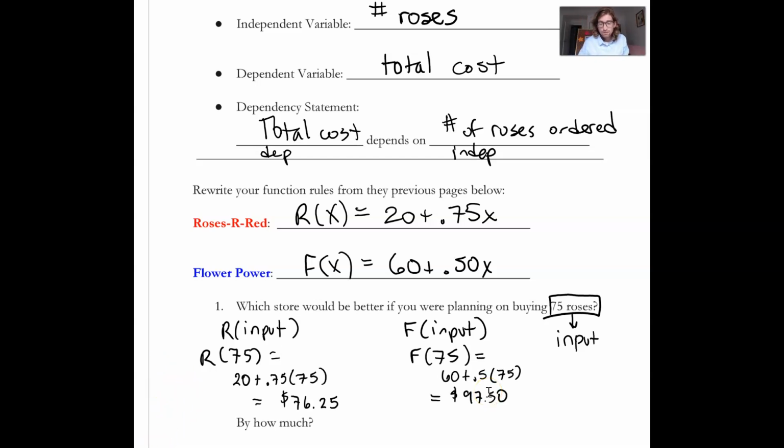Welcome back. So when we input 75 into R, the function R for Roses Are Red, we do 20 plus 0.75 times 75. I used my calculator and got $76.25. For Flower Power, we're still going to put in 75. So we replace x with 75, and we get 60 plus 0.5 times 75. When I plug that into my calculator, I got $97.50. So I'm hoping from this, you would say which one is better. I'm hoping you would say that Roses Are Red, because it's cheaper.